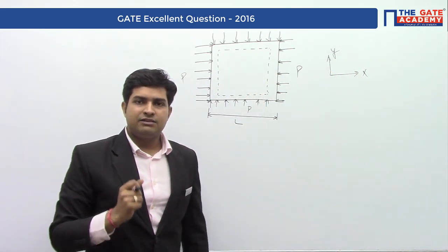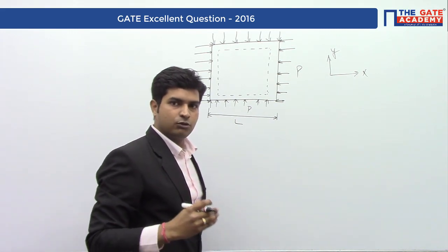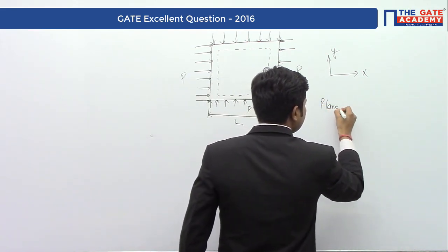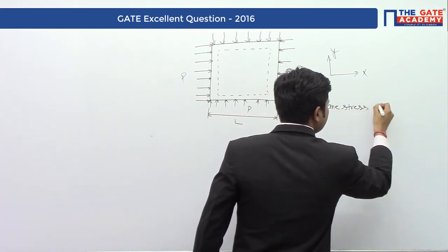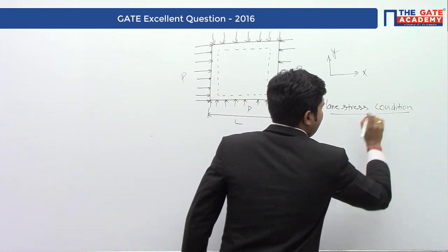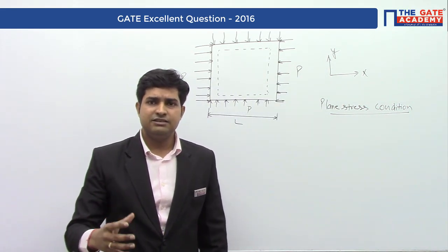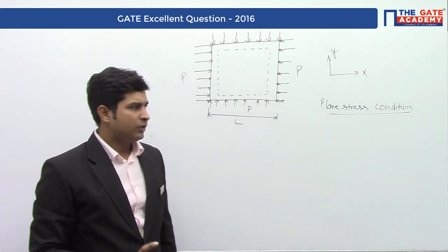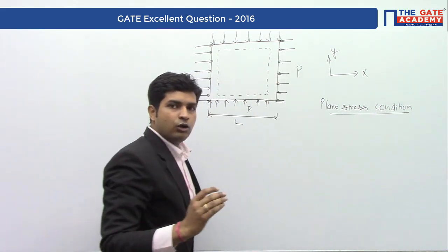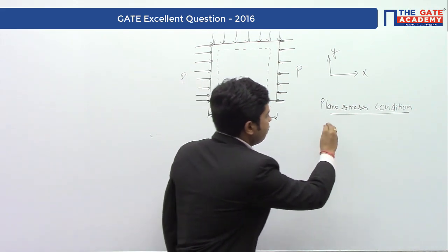One very important piece of data is given in the question: assume the plane stress condition. So first of all, we will see what the plane stress condition is. Plane stress condition means that the stress in the third dimension is assumed to be 0. These are the two dimensions, X and Y, so along the Z dimension the stress is assumed to be 0. This is the first assumption for plane stress condition.